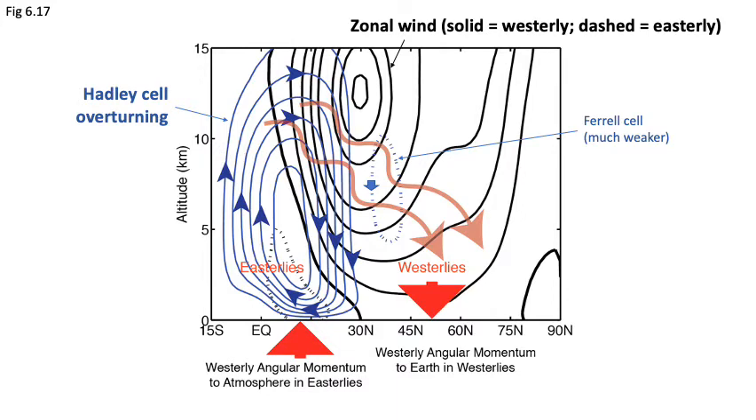And then the black contours are the zonal wind. So solid is westerly and dashed is easterly. So this is flow into or out of the page. You really have to orient yourself for a moment here. And don't worry about the other colored arrows for the moment. We're plotting both the overturning circulation and the zonal flow on one plot here.